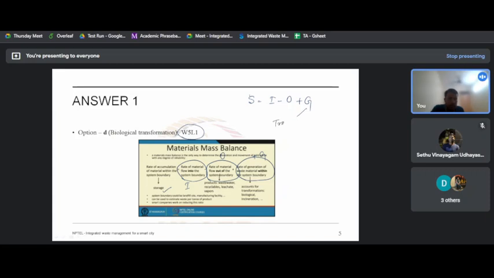So generation can be of multiple types. It can be some sort of transformation. It can be biological transformation or physical also. You can also have some sort of incineration, so that would also lead to transformation of the waste.